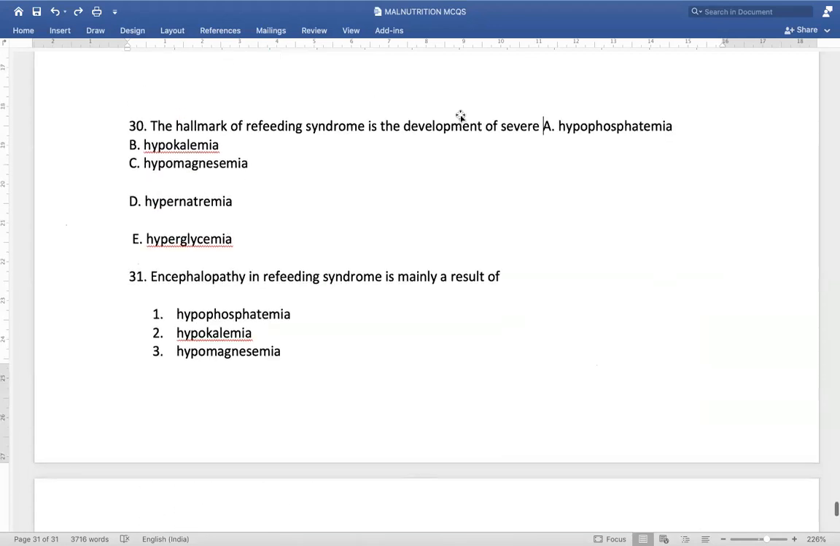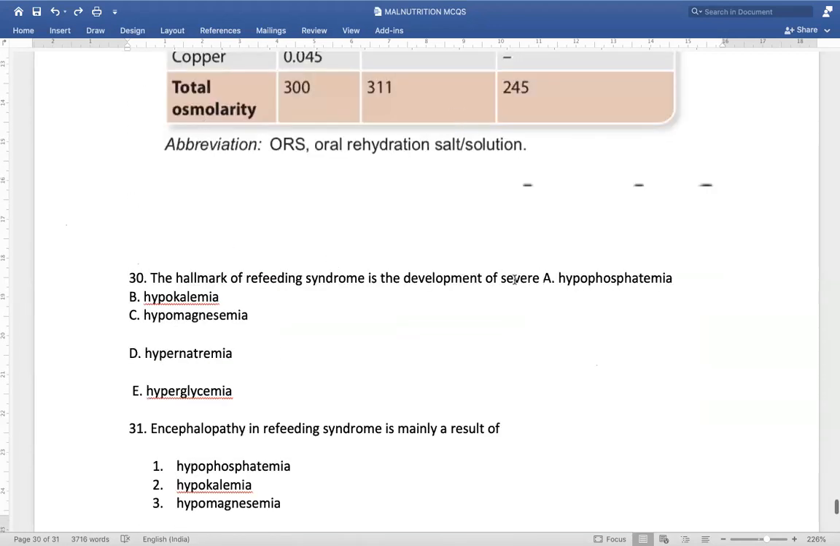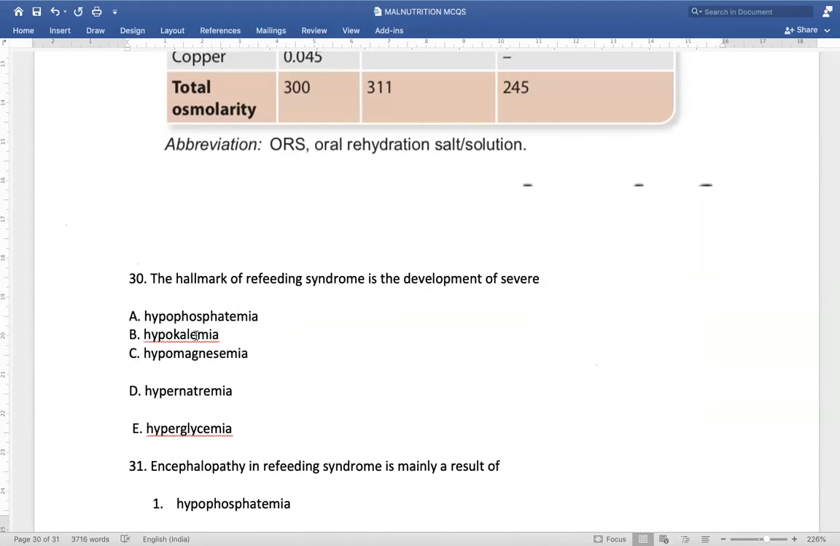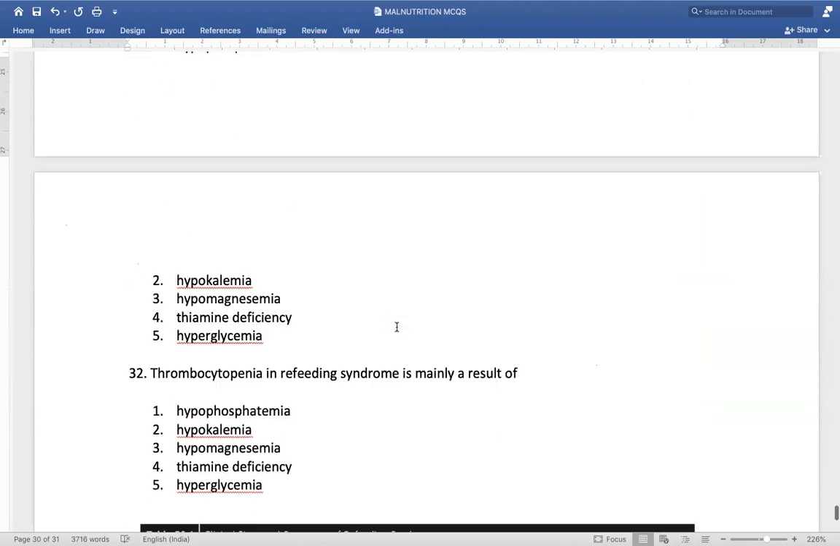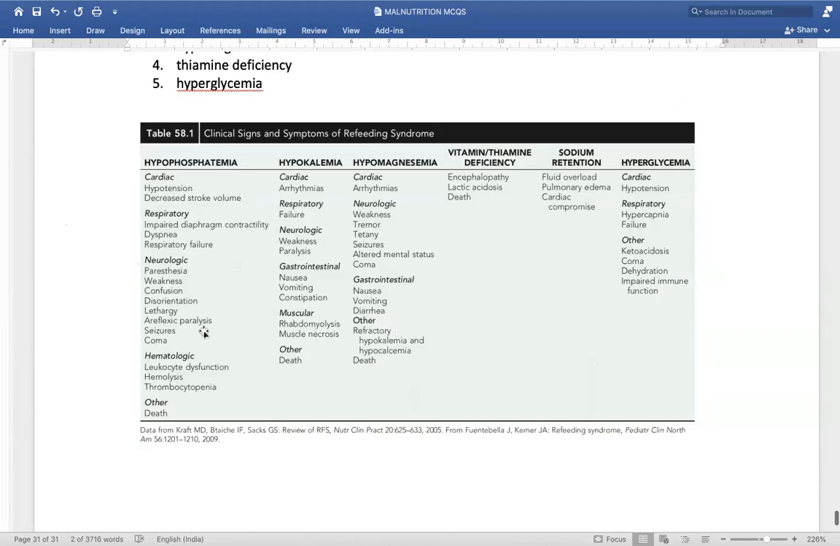So there are some 3 questions. The hallmark of refeeding syndrome is hypophosphatemia. Okay, all the 3 are present: hypophosphatemia, hypokalemia, and hypomagnesemia. The hallmark is hypophosphatemia. All the major manifestations which we saw, that is hematological, cardiac, neurological, respiratory, are mainly because of hypophosphatemia.